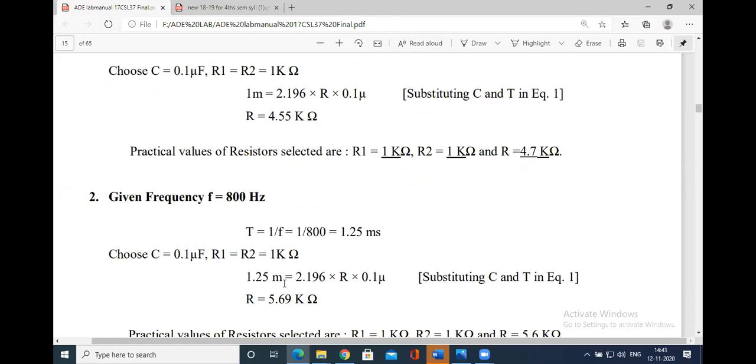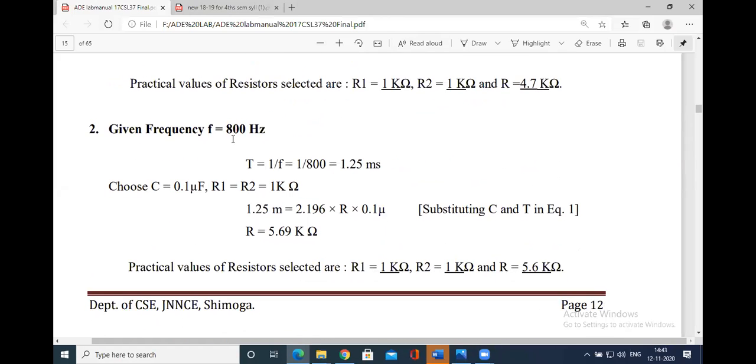Similarly, if I ask you to calculate for the frequency f equals 800 kilohertz, first you have to calculate the time period. Time period is nothing but 1 by f, that is 1 by 800, which equals 1.25 milliseconds. Same thing, treating R1 = R2 equals 1 kilo ohm and C equals 0.1 microfarad, we calculate the value of R. So the value of R is 5.69. Clear? Theoretically it is 5.69, and we have a nearby value, 5.6, practically available, so we can use it, right?